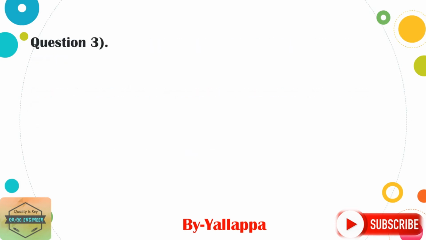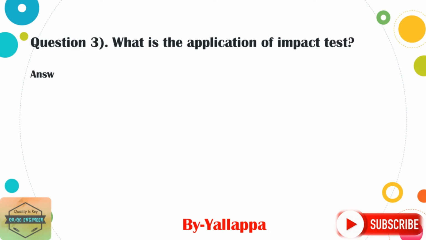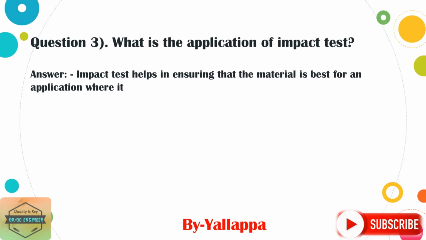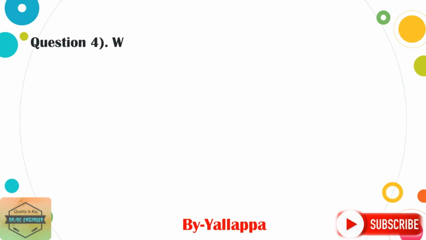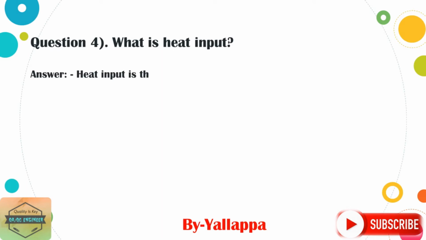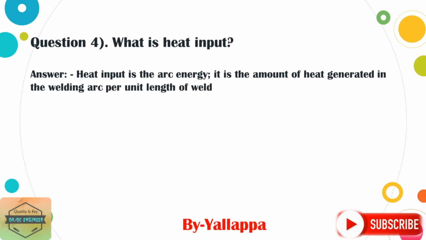Question 3. What is the application of impact test? Answer. Impact test helps in ensuring that the material is best for an application where it is subjected to such impacts. Question 4. What is heat input? Answer. Heat input is the arc energy. It is the amount of heat generated in the welding arc per unit length of weld.